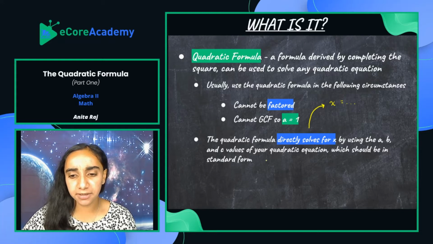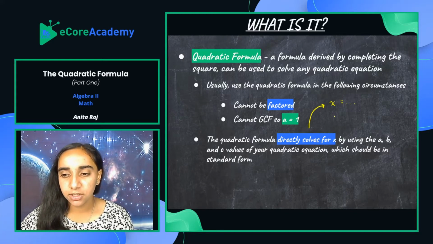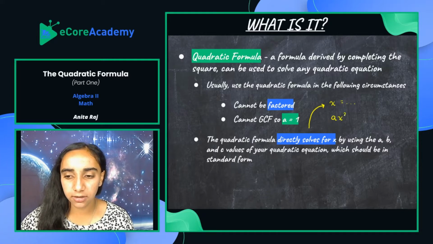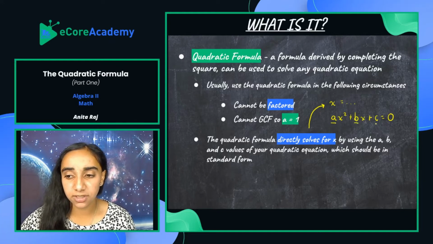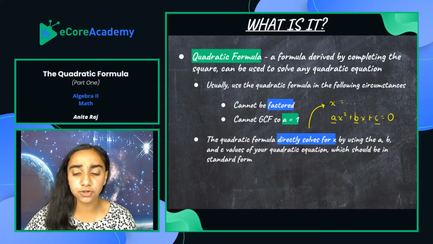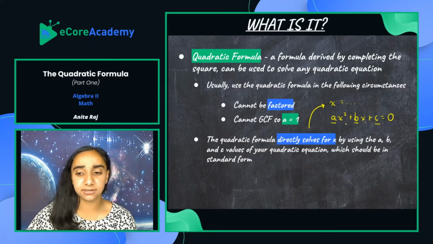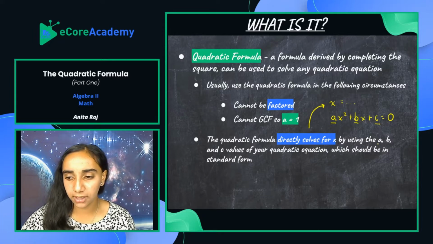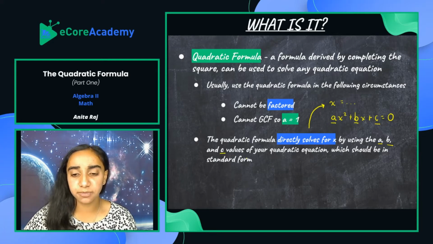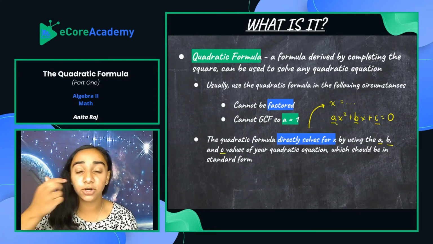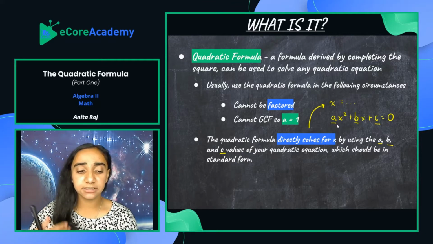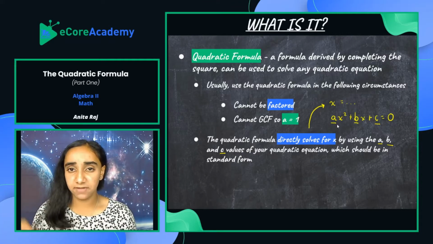And it does this by using the a, b, and c values of your quadratic equation. So what does this mean? Remember, quadratic equations are ax squared plus bx plus c. If you look at the literal equation, which is your quadratic formula, you're going to see a, b, and c used in that. So whatever your a, b, and c values are is very crucial, because you're plugging them into the formula to find out what your x is. And remember, your quadratic equation should be in standard form for this to work. If it's in vertex form, you're going to have to convert it and so forth.